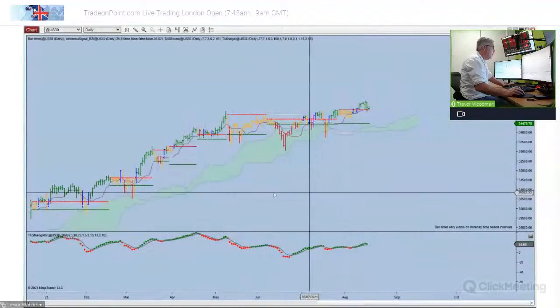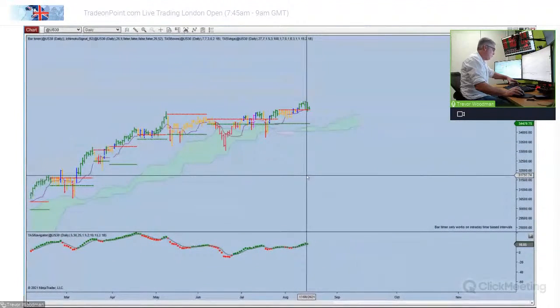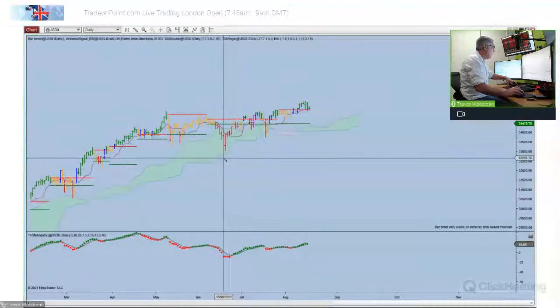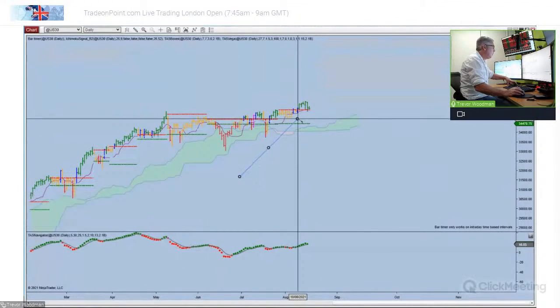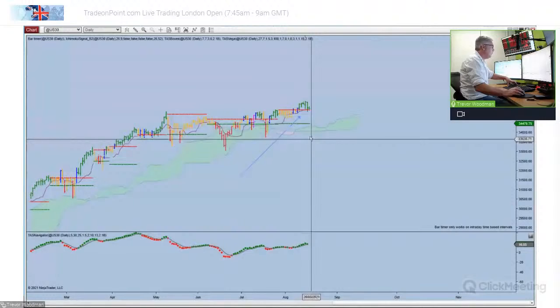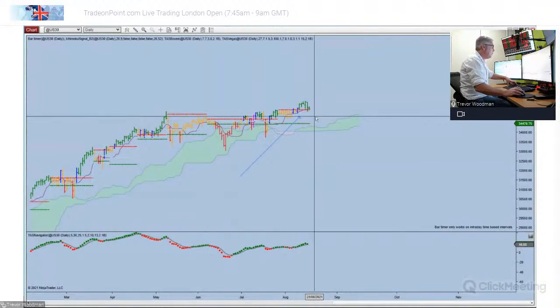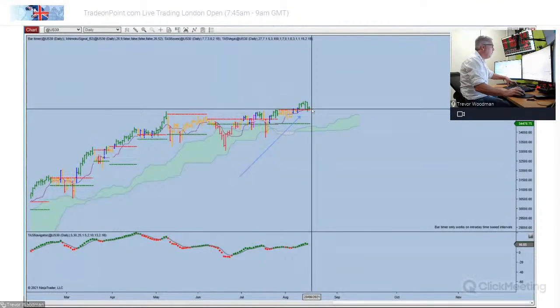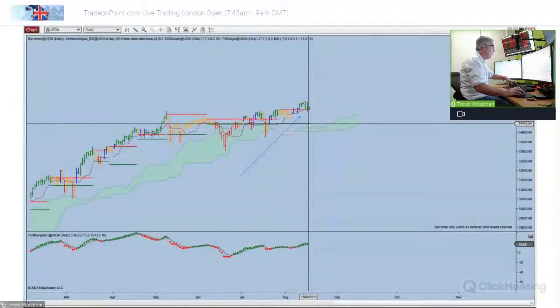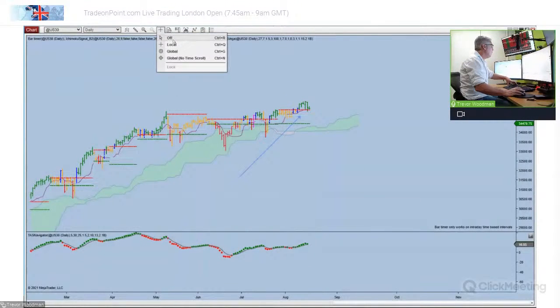So to explain what they are, hopefully you can see this blue line over here, where my arrow's pointing. That's actually the point of control. So you have the high value area, you have the low value area, and you have the point of control. What it does is it works on where the volume is going in the market.